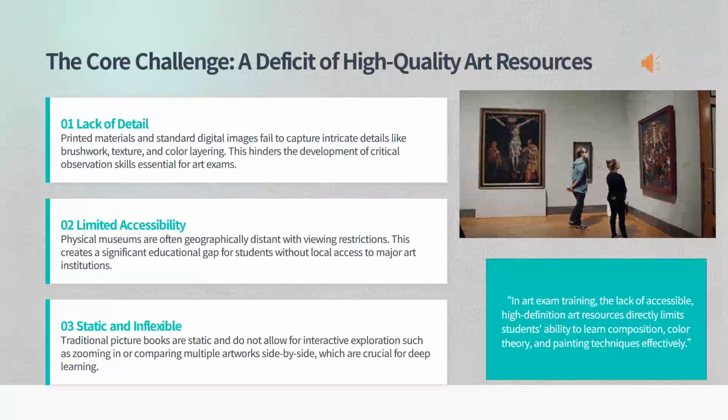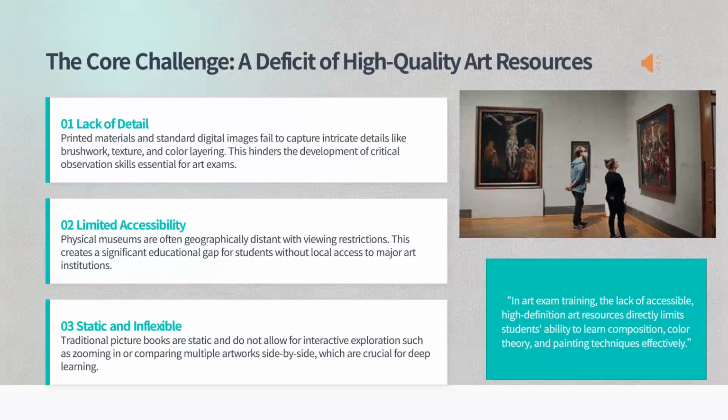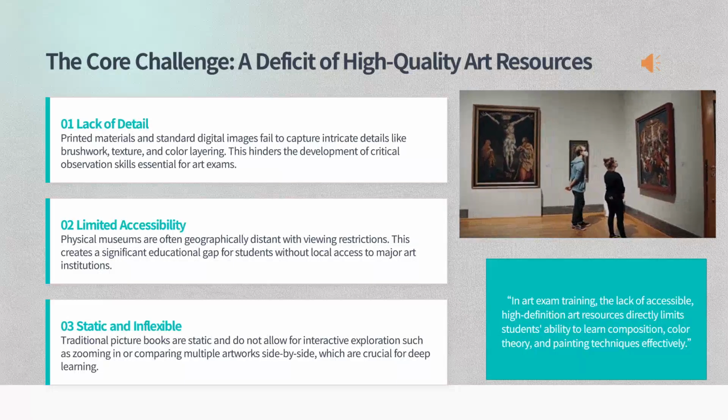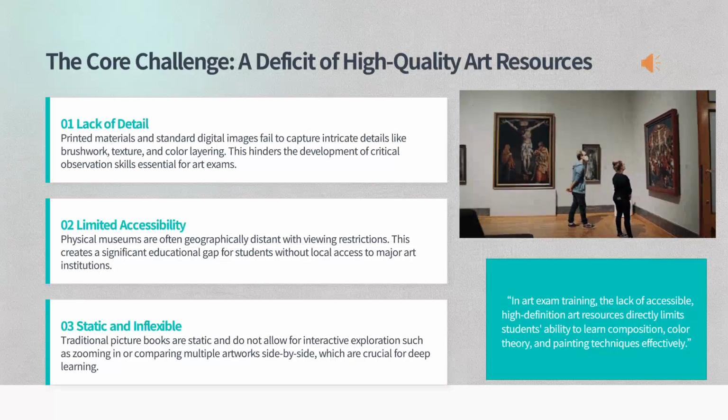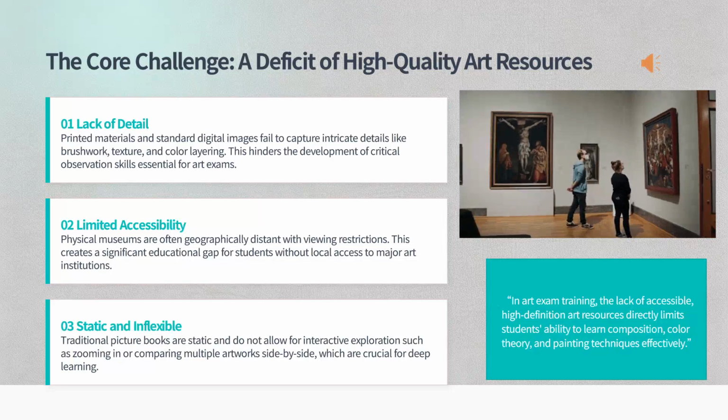Second, physical museums are far away and come with many access restrictions. Most students have no chance to view original artworks, resulting in unbalanced distribution of educational resources. Third, printed art books are static. Unlike digital tools, they do not support zooming or side-by-side artwork comparison, which limits in-depth learning. As shown in the picture on the right, the shortage of art resources in daily training directly slows down students' progress in composition, color matching, and painting techniques.